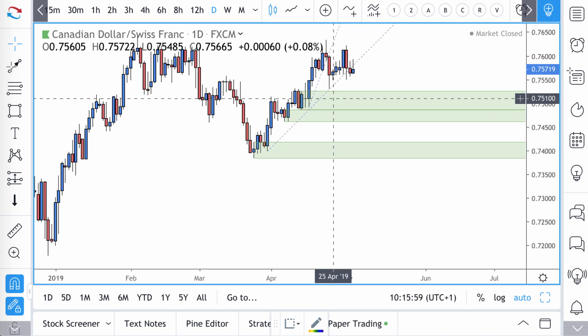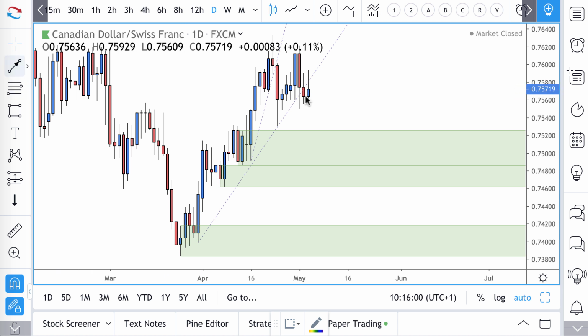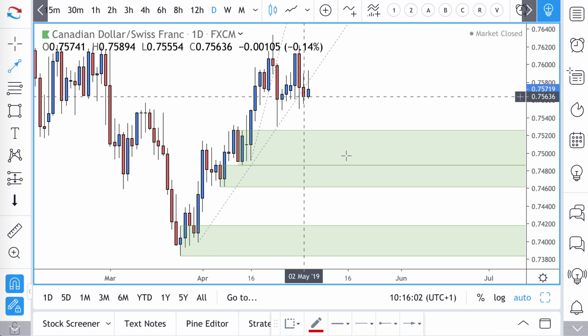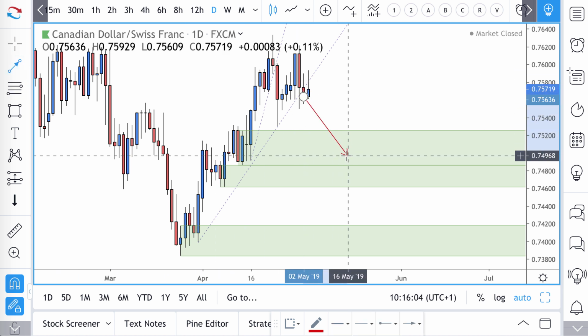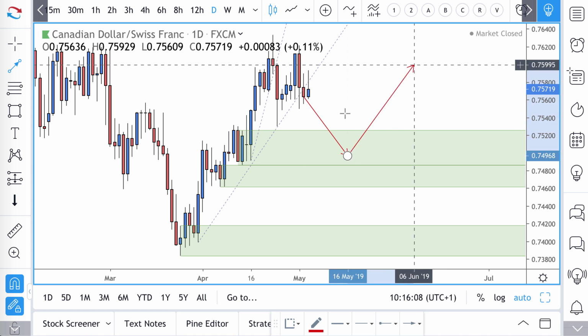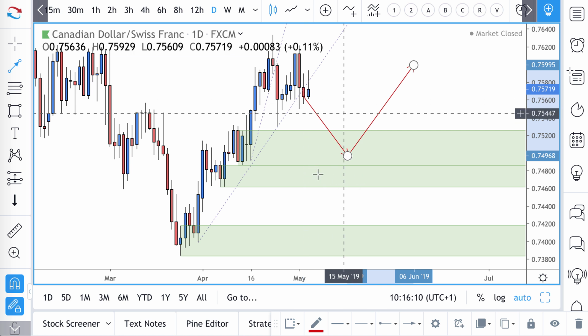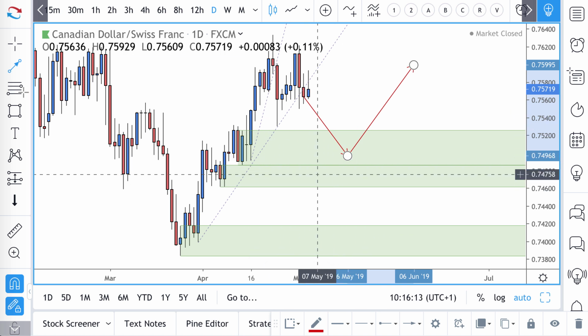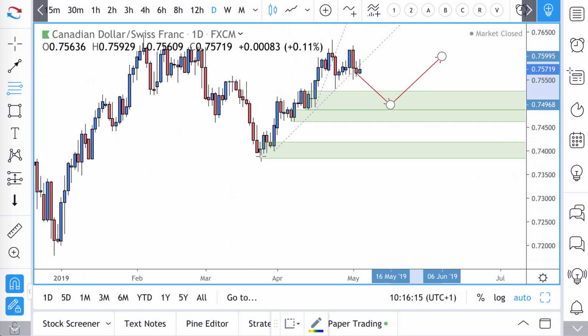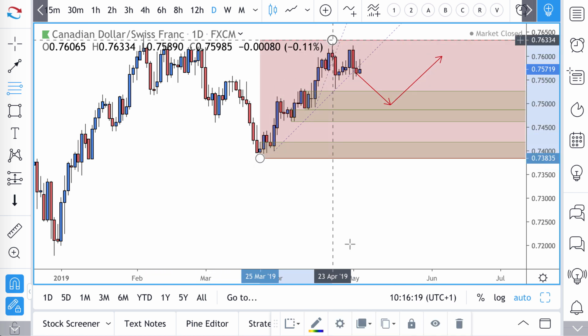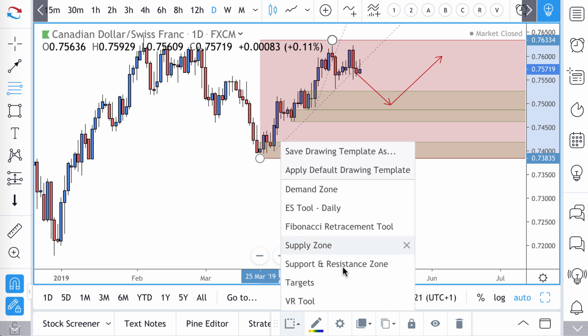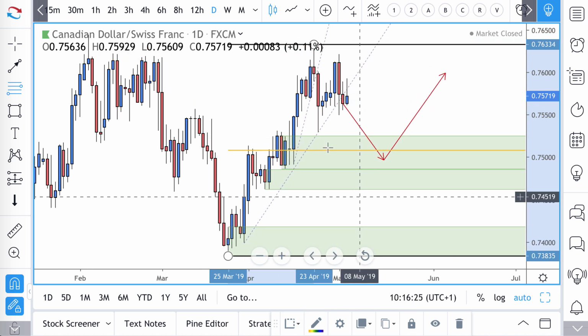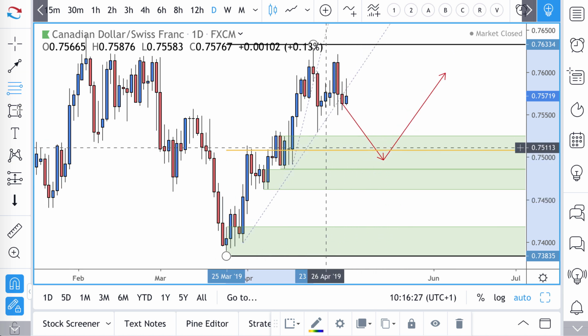CAD Swiss, we are waiting for a bit of weakness in the CAD. Oil's been weakening apparently, so that's what we're looking at here. Right there, looking at some long trades from a value perspective. The VR tool, yeah, that's around fair value, nice decent zone.